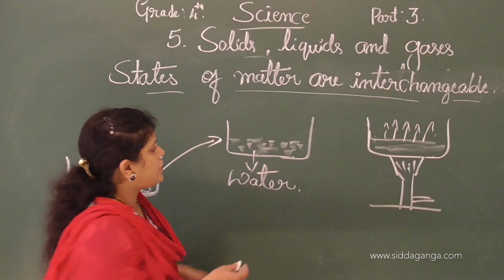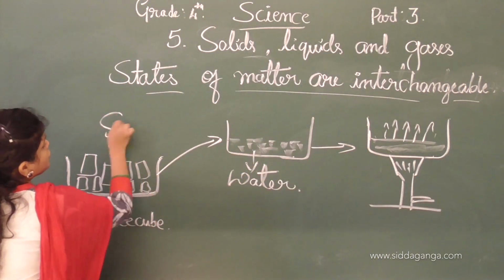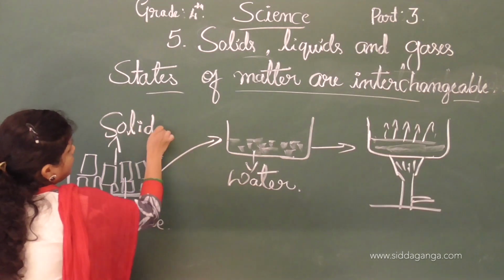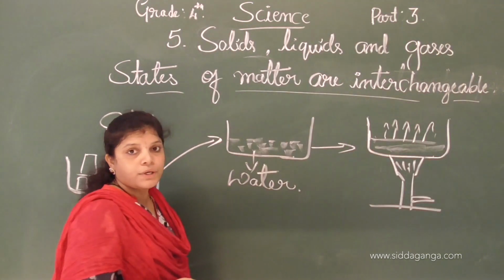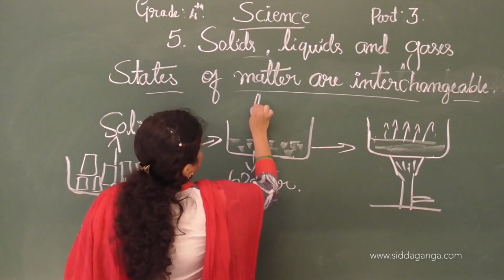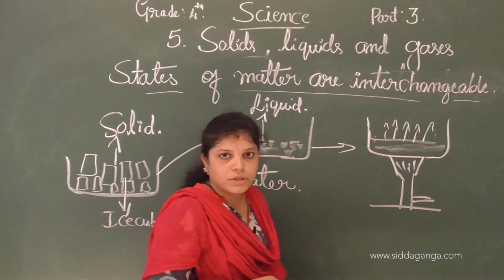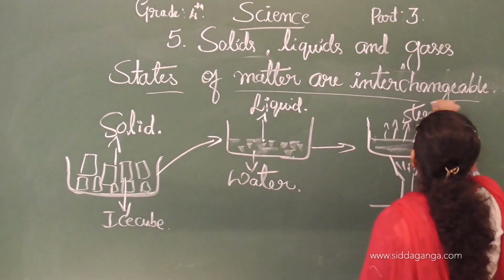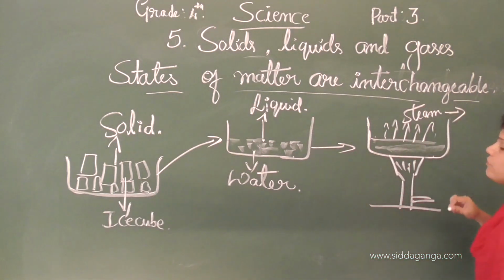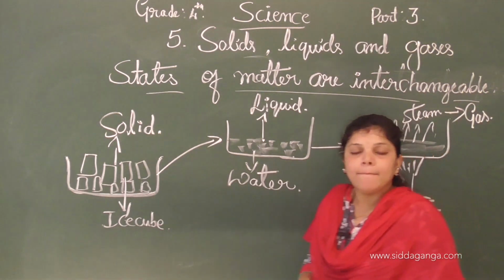See, interchangeable means what? See, the ice cubes are what? Solid. These ice cubes are the solid state of matter. And this water is liquid, the liquid form of water. And this one, steam or water vapor, which type of matter is it? See, this one is the gas form of matter.